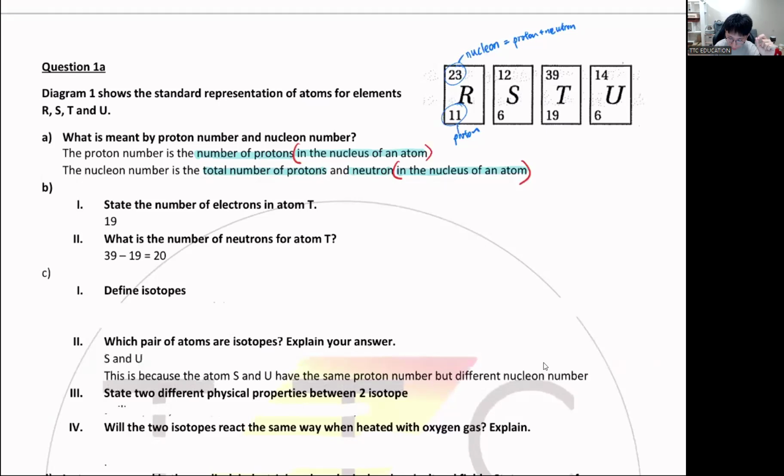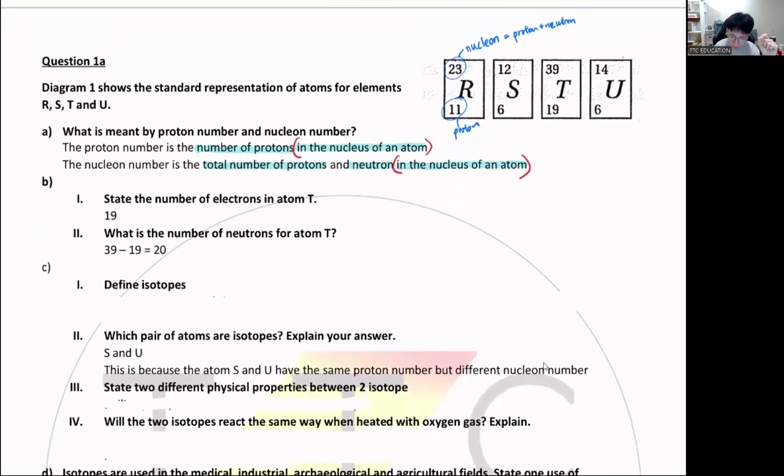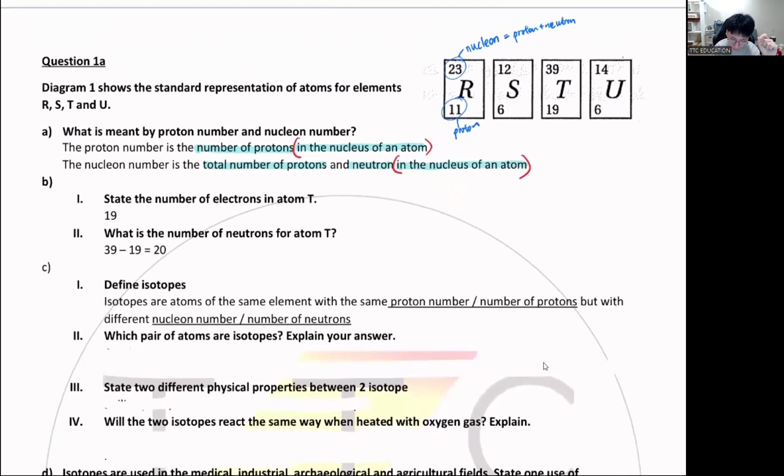So we can say that's the full definition. We have to say that atoms of the same element. You must actually say this. Okay, they are the same element with the same number of protons but different number of neutrons. So guys, do you see I put a slash there? The slash there you choose. But I will always prefer to choose number of protons and number of neutrons. I don't know why. I just feel like this is a bit more suitable for me. So you choose the one that is suitable.